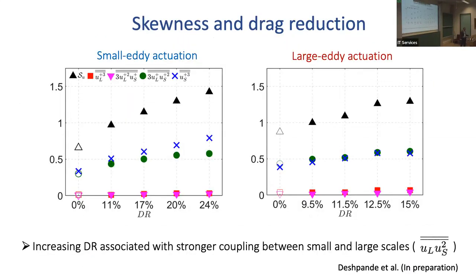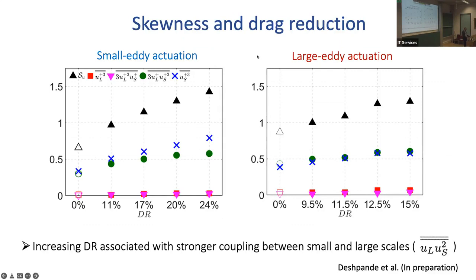So what has this got to do with drag reduction? Well, we look at those terms in skewness as a surrogate for scale. Sorry, I should mention, this is drag reduction, this is not a linear axis. I'm just simply comparing numbers, okay? But what we see is as the drag reduction goes up for both small and large eddy actuation, the skewness goes up.